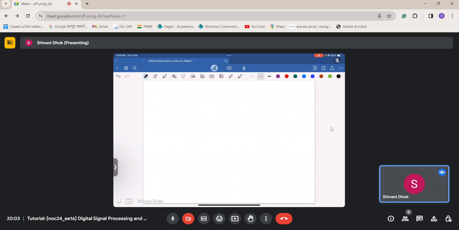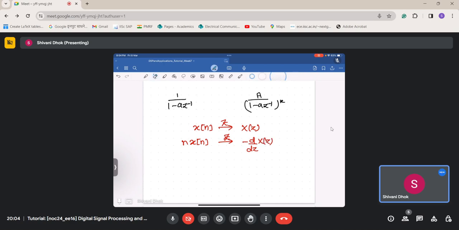Correct. So basically what I discussed was of this form, 1 upon 1 minus a z to the power minus 1. And suppose you have something like this, 1 upon (1 minus a z inverse) to the power, let's say, k. For this, I'd like you to recall this property: if I have x of n having z transform x of z, then n times x of n will have the z transform minus z d by dz of x of z. We have this thing, right?